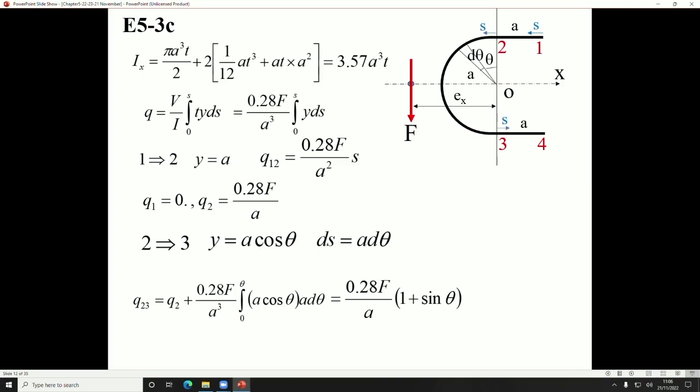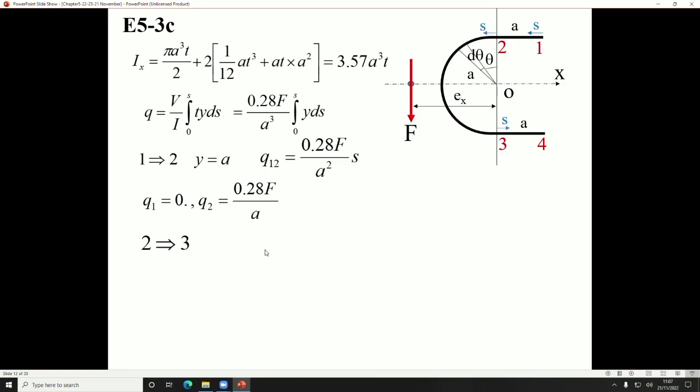Yes, please. Why is Q2 different to Q12 if Q1 is different? Why Q2 is different? How do you get Q1 to 2? How do you get Q2 on its own? Okay. Are you happy with what I've written here? Or not? Where does Q2 come from? I don't understand where it comes from.